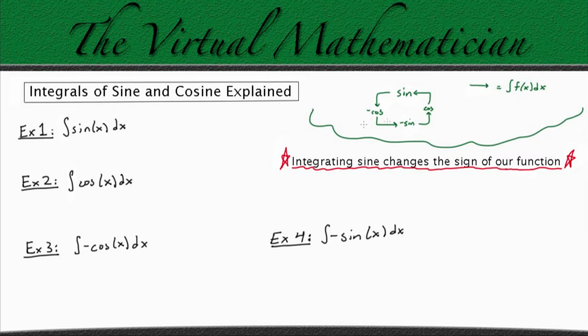Another way to remember this circle is just to remember that whenever we take the integral of sine, it changes the sign of our function. So if our function was positive, it becomes negative. If it was negative, it becomes positive. So let's look at some examples now.